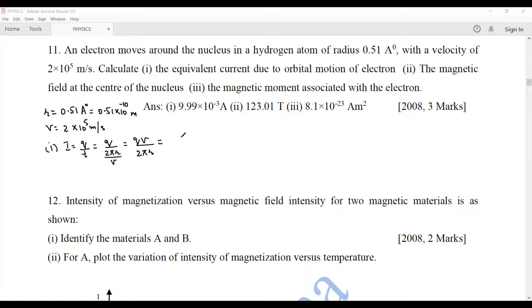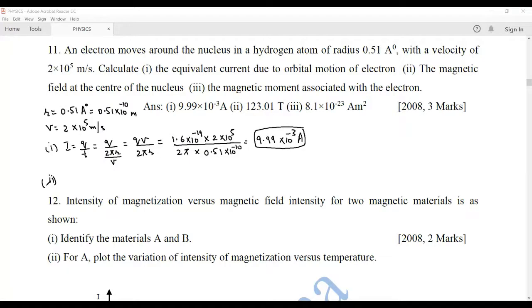So substituting the values, as it is the electron, Q is 1.6 × 10^-19 coulomb. V is 2 × 10^5 meters per second upon 2π × 0.51 × 10^-10 meter. On simplifying it, we get the answer to be 9.99 × 10^-3 ampere.